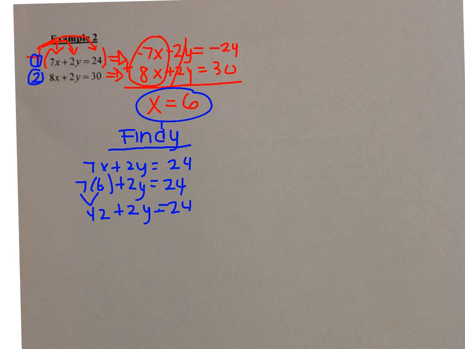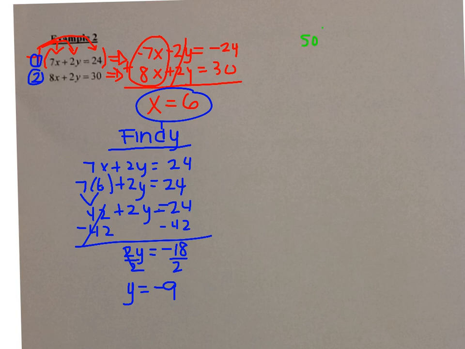Solving for y, minus 42. So that cancels. 2y equals 24 minus 42 is negative 18. Divide by 2, y is equal to negative 9. All right, so you're going to write the word solution. Remember, my solution is x comma y. X comes first. So x is 6, y is negative 9. All right, now we're going to verify the solution.